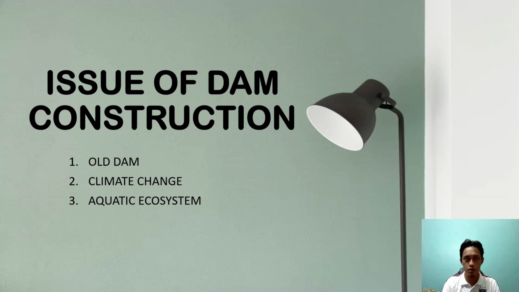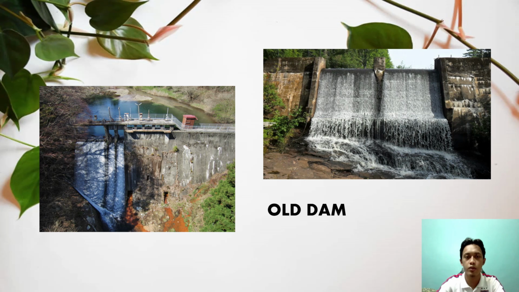Today I want to talk about the issues of dam construction, and there are 3 issues that I want to present. The first issue is old dams. Throughout world history, hundreds of dam failures have been recorded. These failures have caused fatalities, property damage, and environmental damage. As a dam's age increases, the potential for failure increases. For example, an old dam structure will cause cracking, failure of the piping system when there is low maintenance, and also landslides if deforestation still occurs around the building.